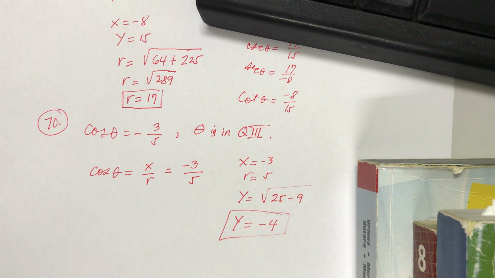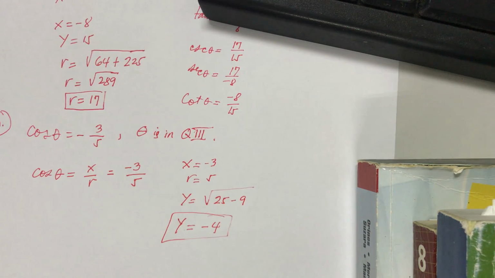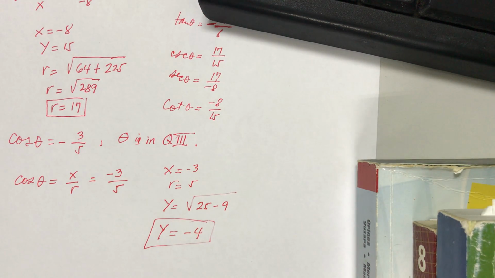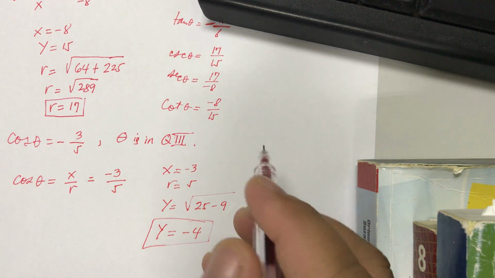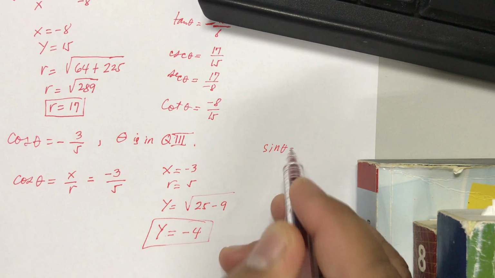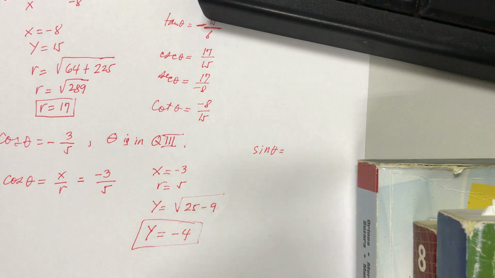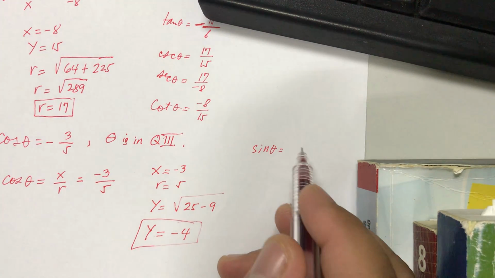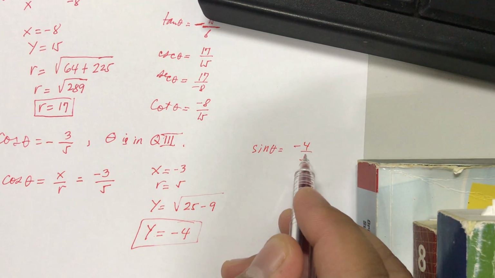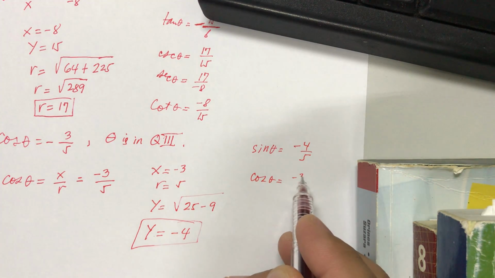For a point to be found in quadrant 3, its x-coordinate must be negative, its y-coordinate must be negative as well. Therefore, sine theta, which is defined as y over r, is negative 4 over 5. Cosine theta is negative 3 over 5. It's actually the given.